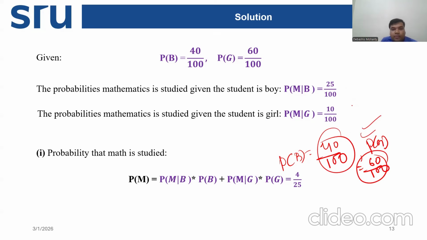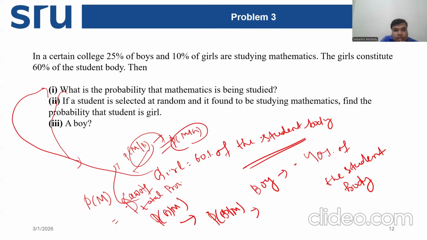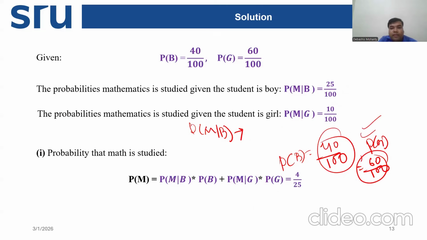Now we need to calculate the probability that boys are studying mathematics, so the probability of M divided by B. Going to the question: 25% of the boys and 10% of the girls are studying mathematics. So 25% of the boys studying mathematics means the probability of M by B is 25 divided by 100. Again, the probability of M by G, girls studying mathematics, is already given in the question as 10%.